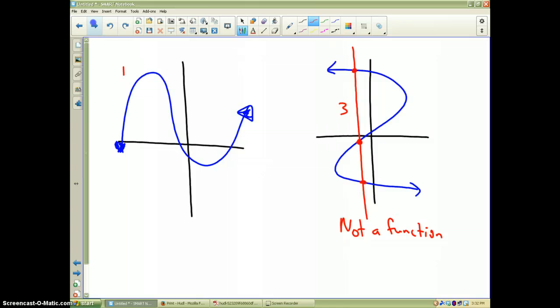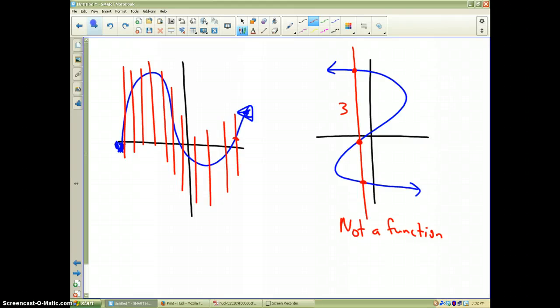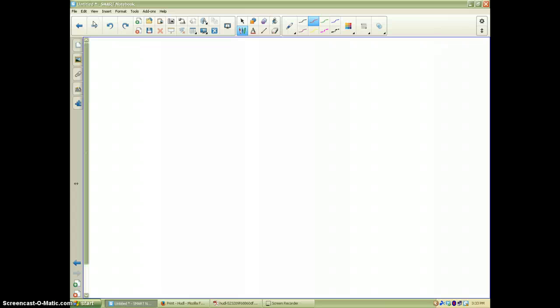The first one is a function because every vertical line that I draw will only intersect the graph in one spot. One spot there, one spot there, one spot there, etc. So this is a function. And that is how you tell when you have a graph if you have a function or not. And I'll summarize it in words so you can write it down. It is called the vertical line test.